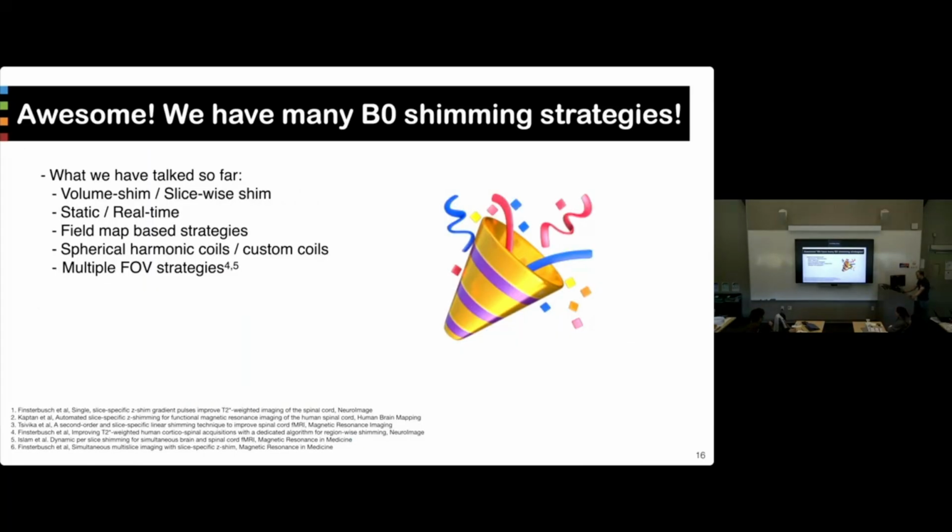All right, so that's awesome. We have many B0 shimming strategies. What we've talked about so far is, we have volume shim, we have slice-wise shim, you can do static, you can do real-time, you can have field map-based strategies. There's the coil you can use. You can do spherical harmonics if you're on the scanner. If you're lucky enough to have your own, there are custom coils. There's multiple field of view strategies. But there are also other strategies that I'll talk about a little bit later: signal intensity-based strategies, SMS strategies.